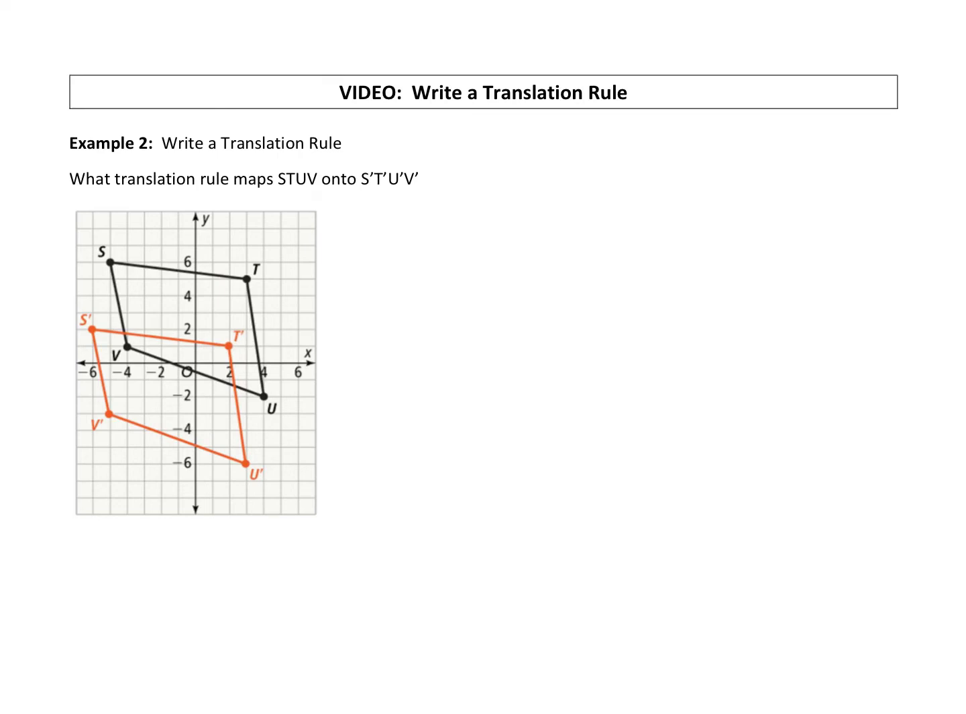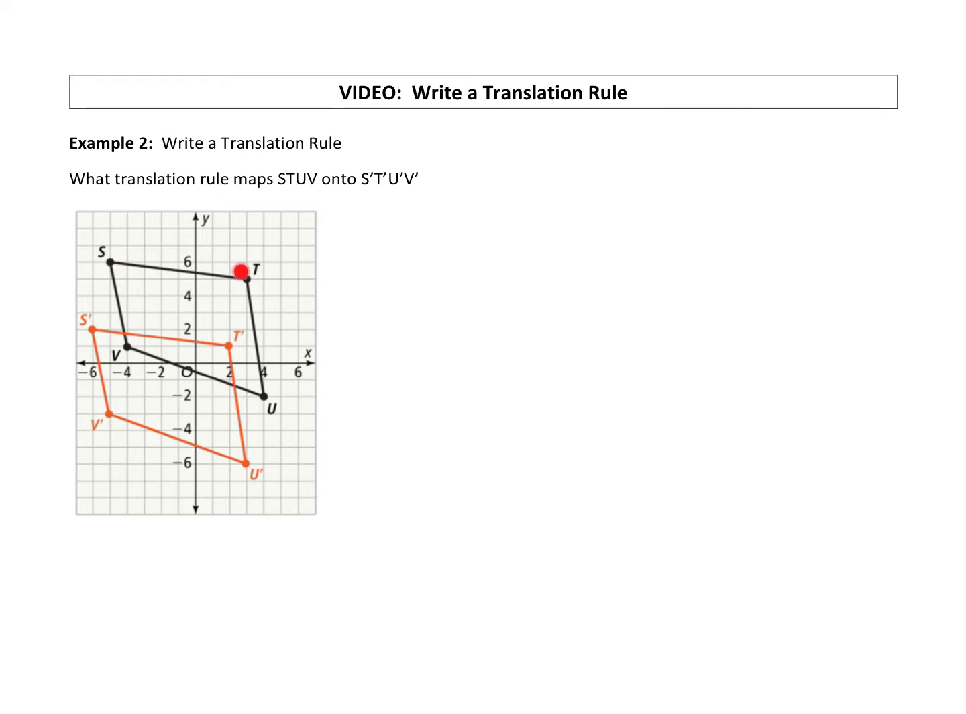In this example, we're going to take a look at writing a translation rule. In the last example, we were given the rule, we had the pre-image, and we found the image. What we're given here are the pre-image and the image, but we don't know the rule that mapped one onto the other.